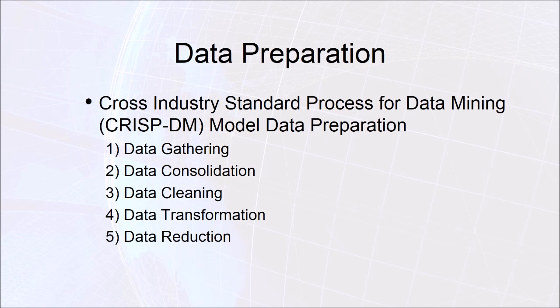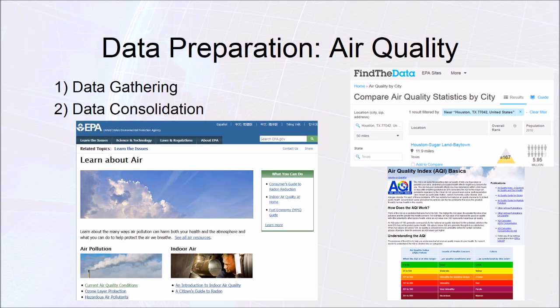data consolidation, data cleaning, data transformation, and data reduction. Air quality data is available from a broad variety of sites, including AirNow and other online data collections, the Texas Commission for Environmental Quality, the Center for Disease Control, and the United States Environmental Protection Agency. We decided to use the EPA data due to the consistent quality and ready availability of the data over the time period we were looking for.